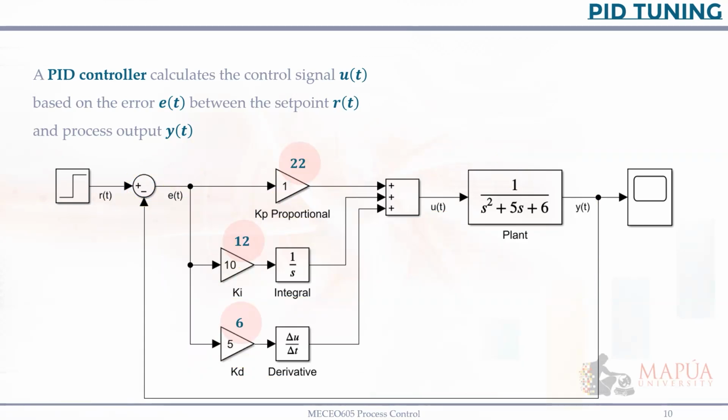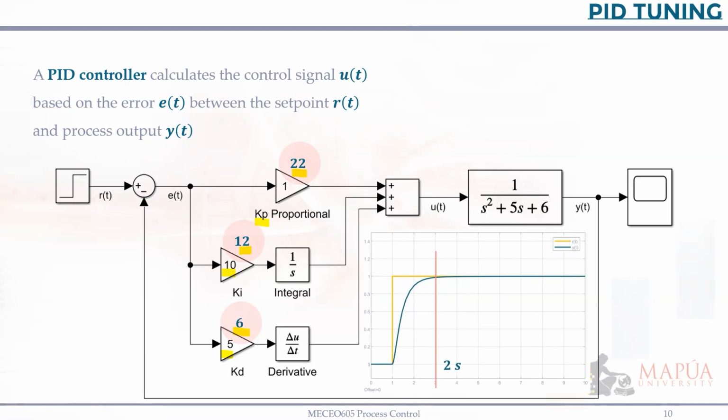Let's say we change the value. Our proportional gain now is 22. So from 1 we change to 22 manually. For the integral, from 10 we change the gain to 12. And for the derivative, from 5 we change to 6. So this is manual tuning, and this is the result. As you can see, the overshoot is eliminated, and my settling time now is 2 seconds only.